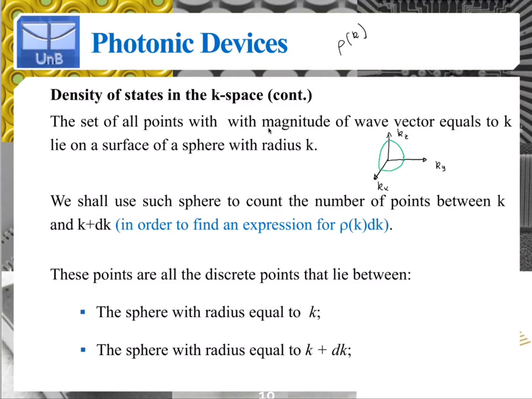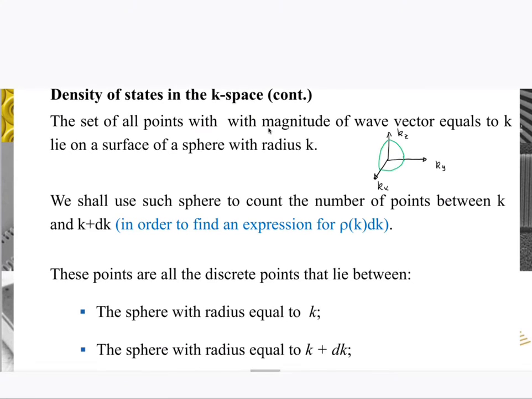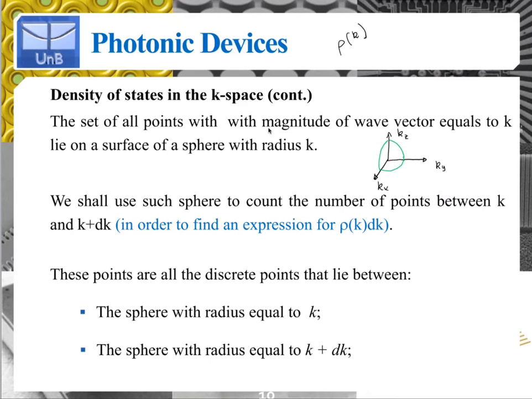The whole surface of the sphere would have 8 parts like the ones we're drawing, and the radius of this octant is k. So this radius right here is k. So the set of all points with magnitude of wave vector equal to k lie on the surface of this sphere, this octant in our case. So we will use this sphere, and particularly the volume of the region defined between the surface of this sphere and another sphere with points on the surface with radius k plus dk.